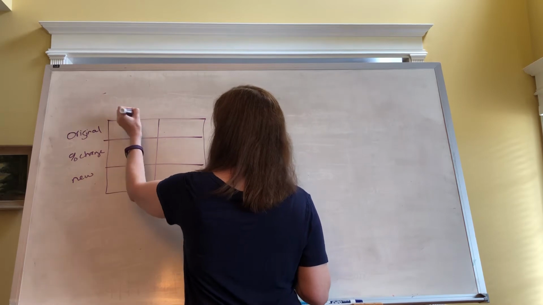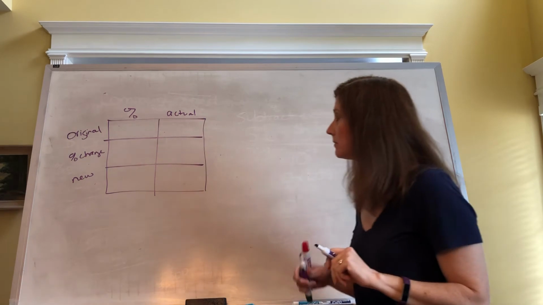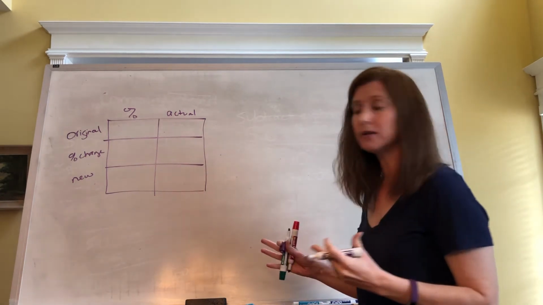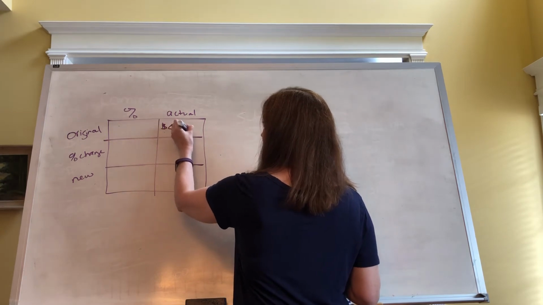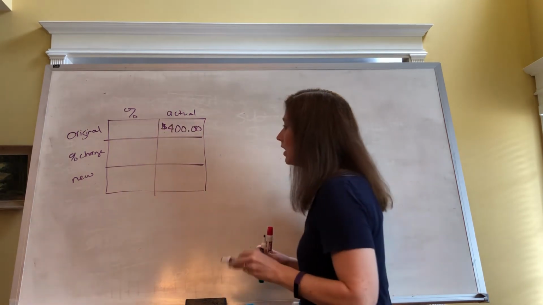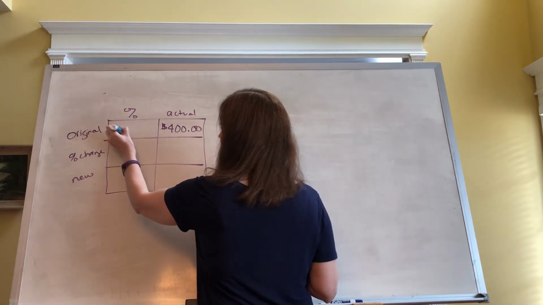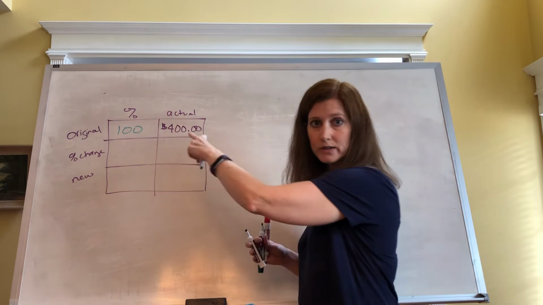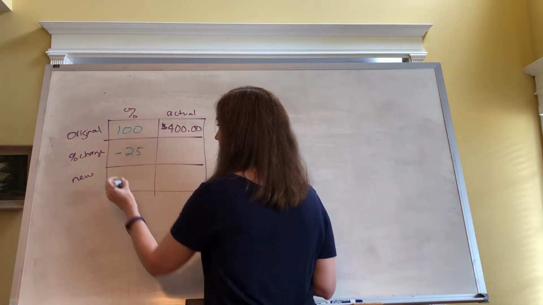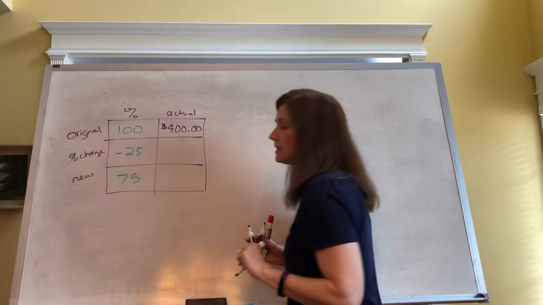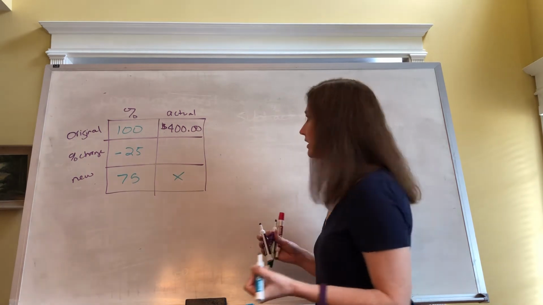All right, and so we have our percent, and we have our actual. All right, so let's say that there's an item that originally is $400. Okay. All right, so we know that that original price is 100%, because remember that box always starts out as 100. All right, we're going to take 25% off, and so our new percent is 75. And so we need to see what is the sale price here.